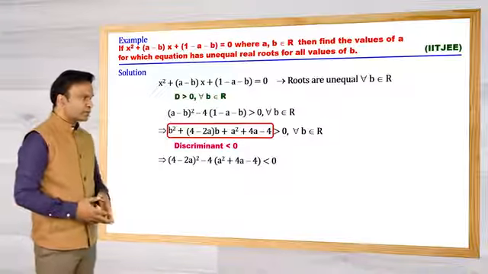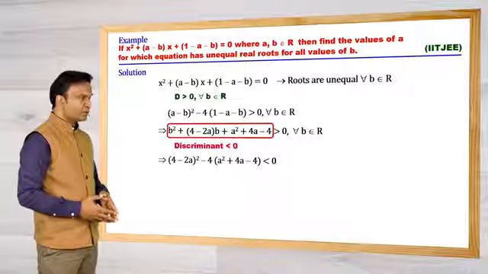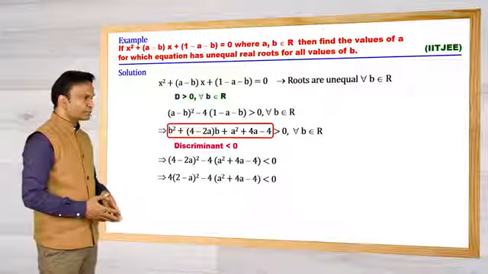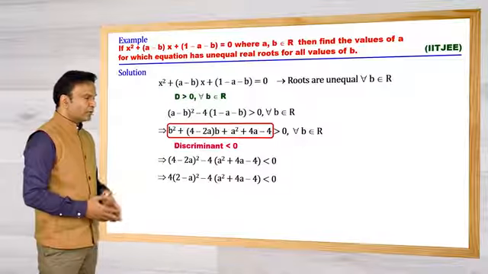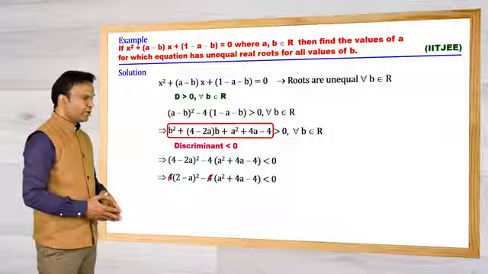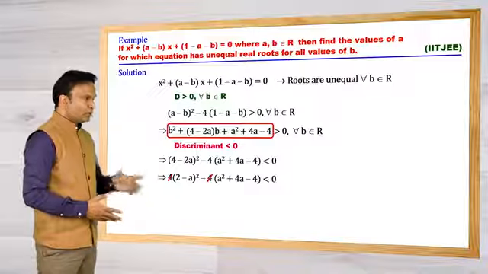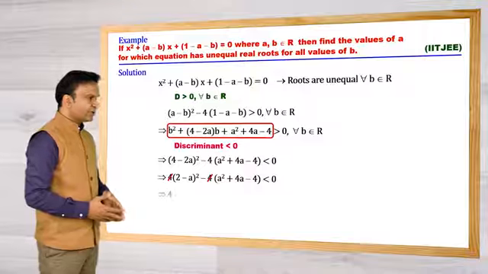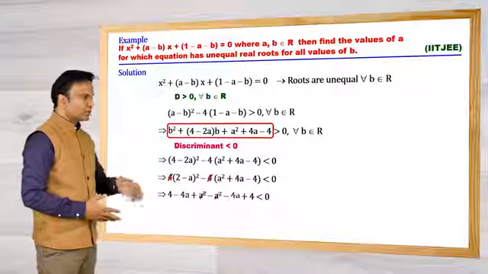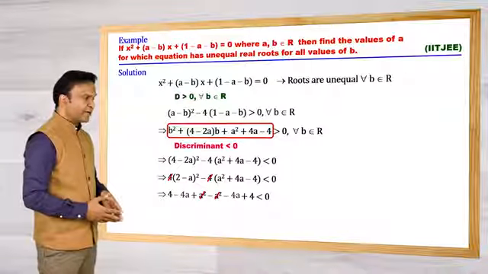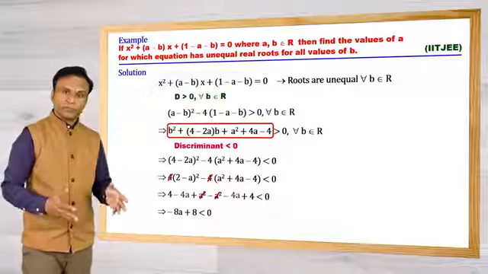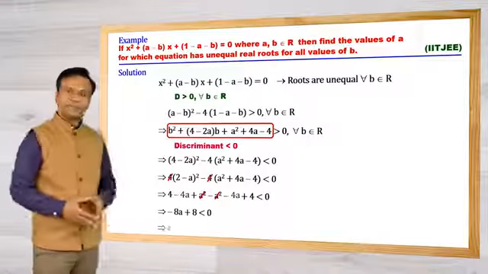Now let's solve this. From the first perfect square take out 2 common, so we have 4 outside. Now from this we can cancel out 4. Okay. Now you expand these 2 brackets. We have some terms cancel out, so we are left with minus 8a plus 8 less than 0. And by this we get a greater than 1.